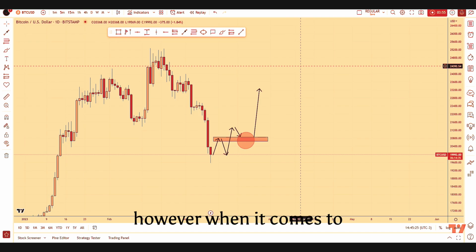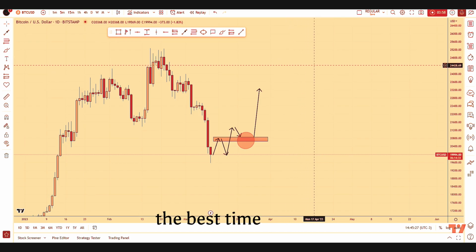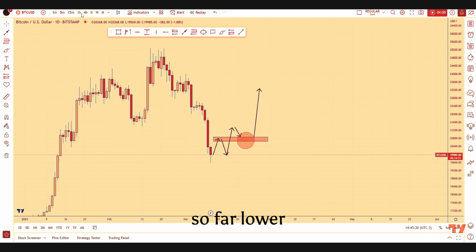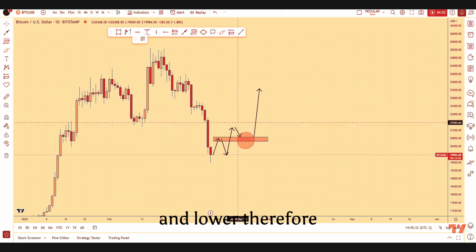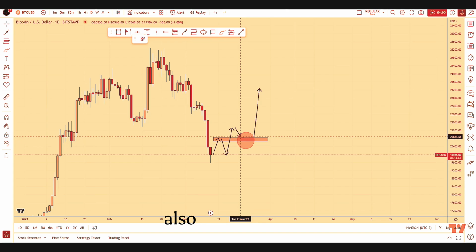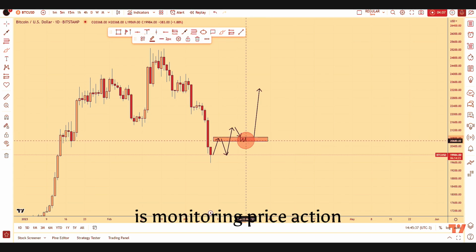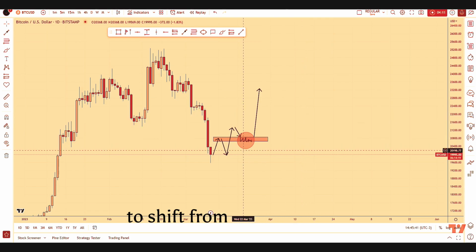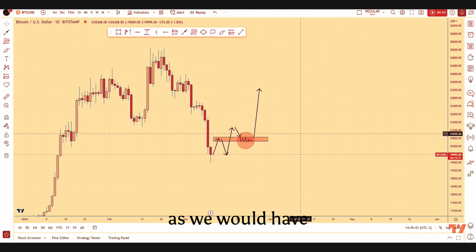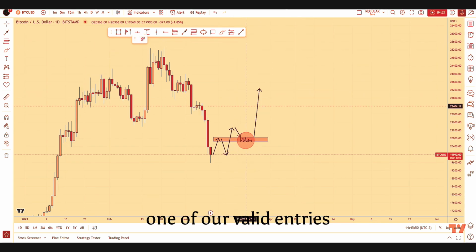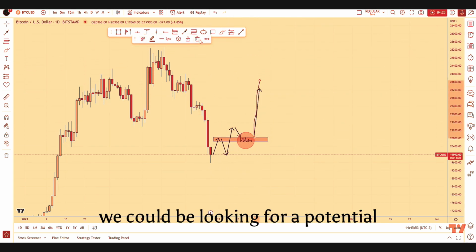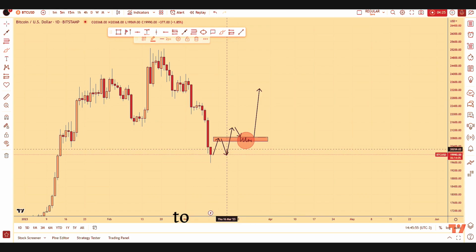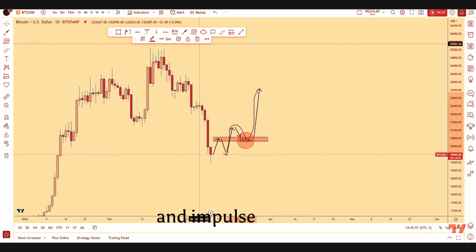However, when it comes to confirmations and entries, the best time frames are the intraday time frames, so 4 hour and lower. Therefore, what we could be doing, potentially also with students, is monitoring price action from an intraday perspective during this move to the downside, waiting for the market to shift from an intraday bearish market as we would have to an intraday bullish market. And if the market would shift from an intraday bearish to bullish market and provide to us one of our valid entries, at that point we could be looking for a potential rejection to the upside for the market to complete this impulse correction and impulse pattern to the upside.